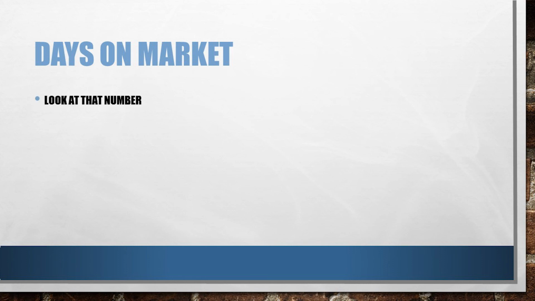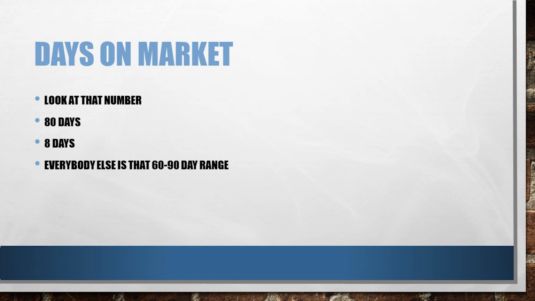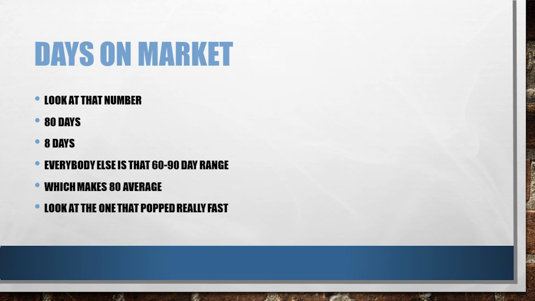That number is going to be an important number to you, because sometimes if you have an average days on market, say you have 80 days on market is your average, and you have a house that popped at 8 days, but everybody else is in that 60 to 90 day range, which makes the 80 average. Well, you really want to look at that 8 day, that one that popped really fast, and ask yourself why. You may want to exclude it because it may be an anomaly.